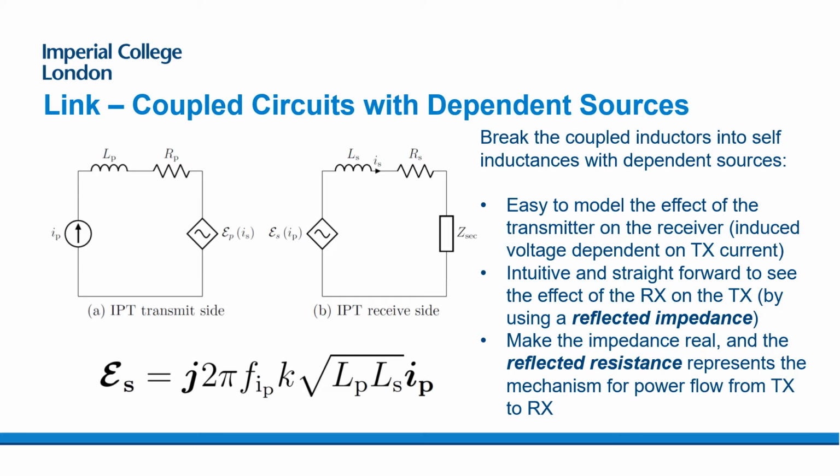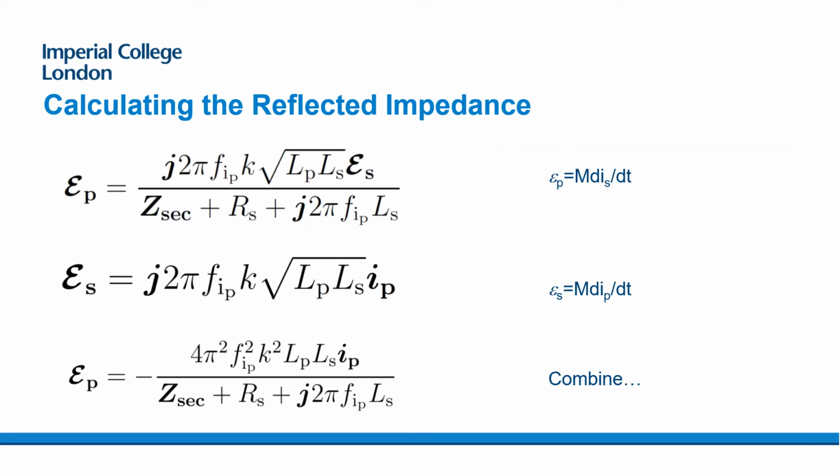If I make that impedance real, it's a reflected resistance rather than a reflected impedance, and that's a mechanism for real power to flow from the transmit side to the receive side.